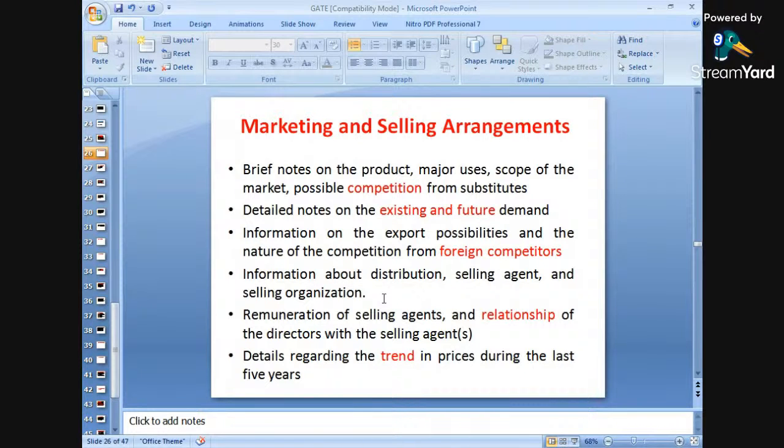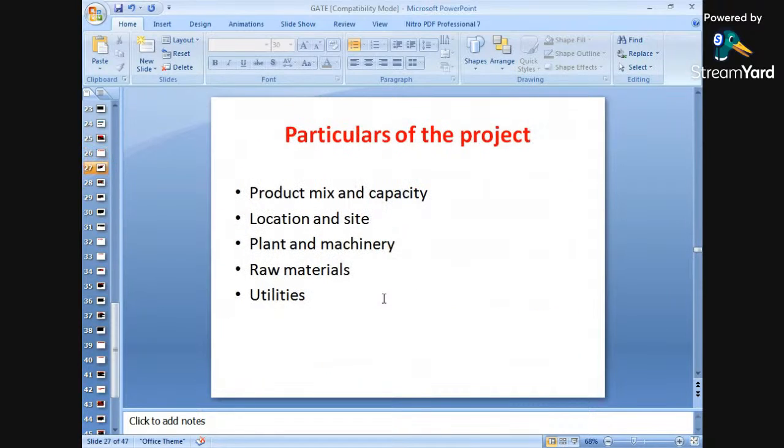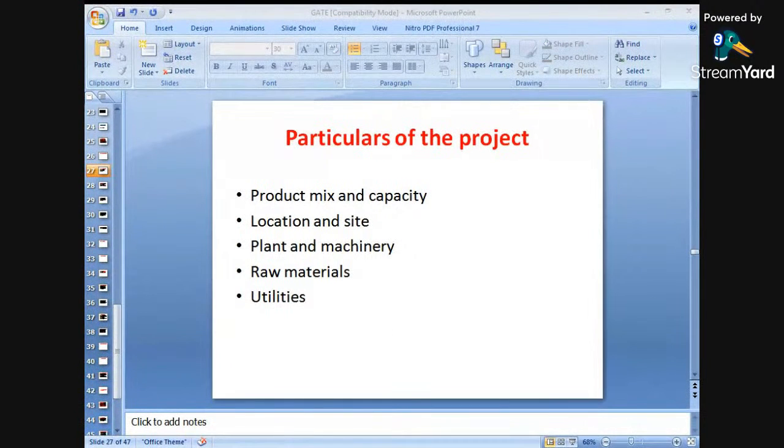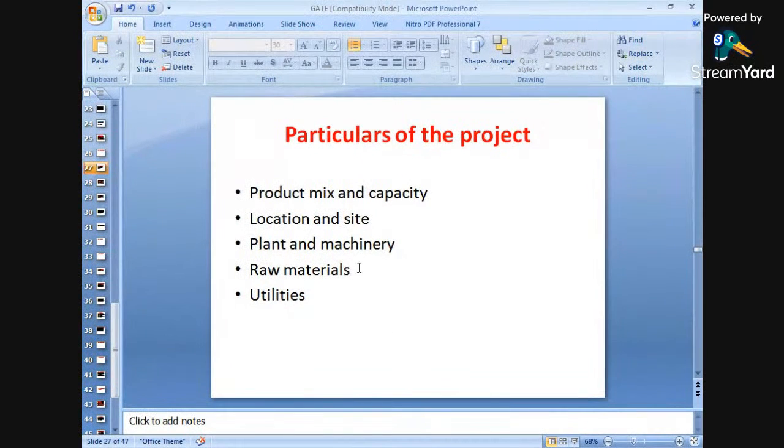Next is particulars of the project, that is product mix and capacity, location and site, plants and machineries, raw materials, utilities. So these are the various particulars related with the project. Product mix and capacities, location of the site, where it has been located, whether nearby or in the outskirts. The location is very, very important.